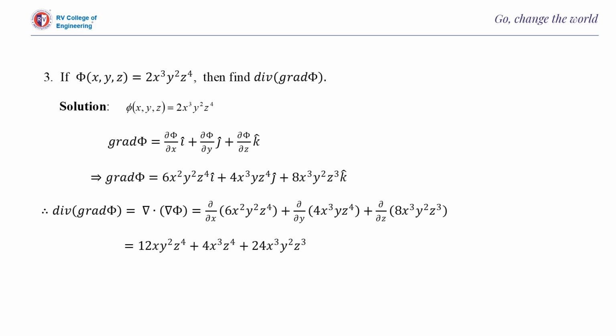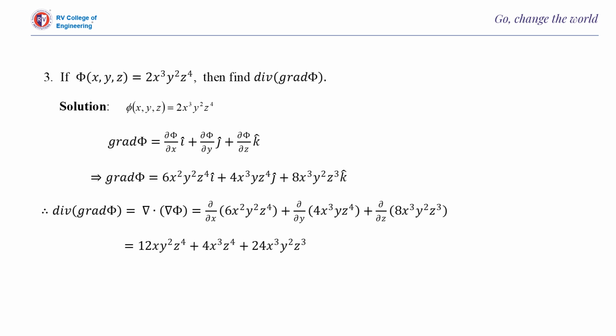If the function phi of x comma y comma z is given as 2x cubed y squared z to the power of 4, then find the divergence of the gradient of phi. So the divergence of the gradient of phi is nothing but the Laplacian operator. As you differentiate the function phi with respect to x, y and z, you will get the gradient of phi. So the gradient of phi is dou phi by dou x i cap plus dou phi by dou y j cap plus dou phi by dou z k cap.